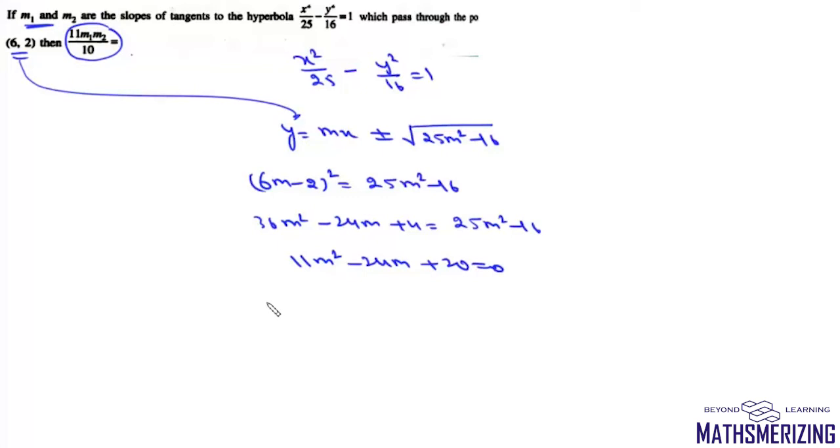Now we can write the product of slopes. So m1 into m2 is equal to c upon a, which is 20 by 11. Now we'll multiply 11 by 10 both sides. So we'll get 11 m1 m2 by 10, and this value must be equal to 2. So the answer to this question is simply 2.